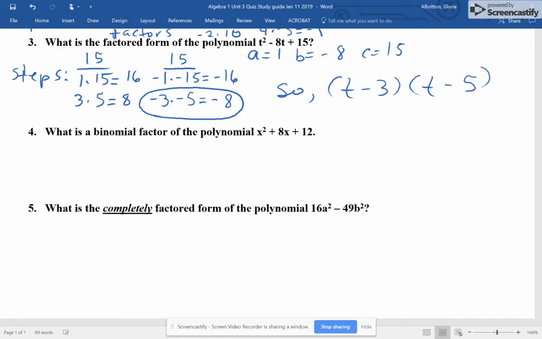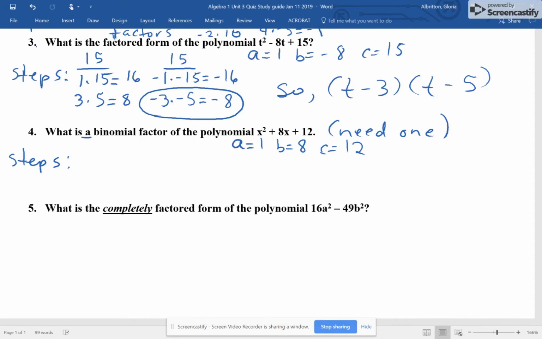Number 4, what is the binomial factor of the polynomial x squared plus 8x plus 12? And again, you only need 1 to get your answer. However, you've got to factor out the entire thing and then choose whichever one is in our multiple choice list. Okay, so let's identify our A, which is 1, our B, which is 8, and our C, which is 12. So again, we've got to follow the steps.